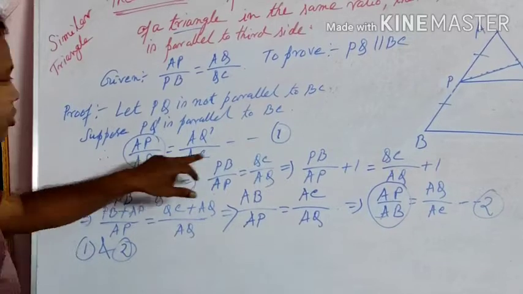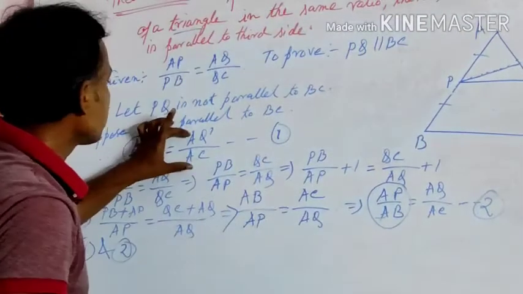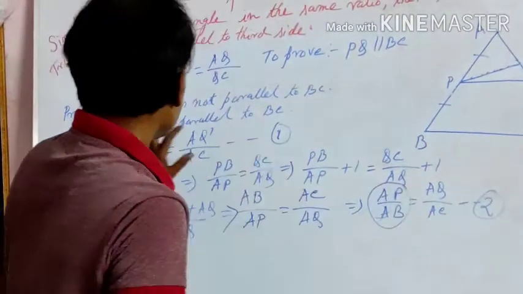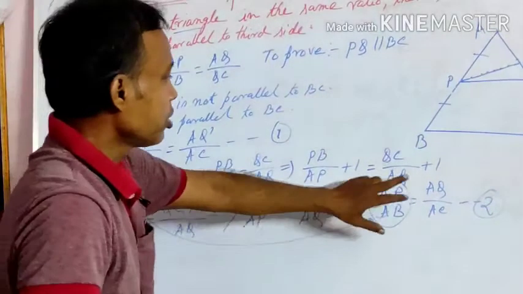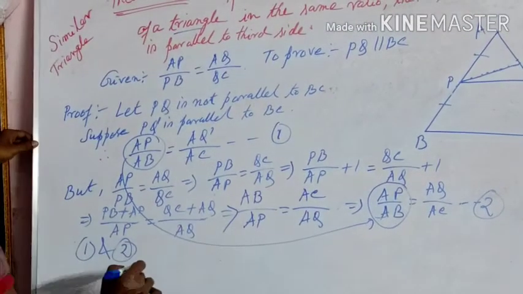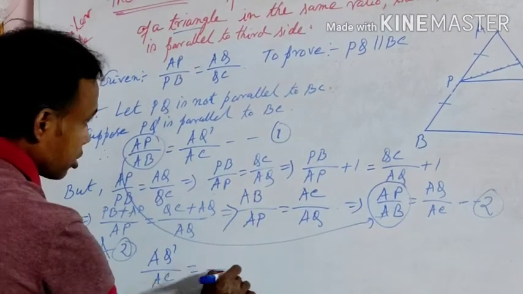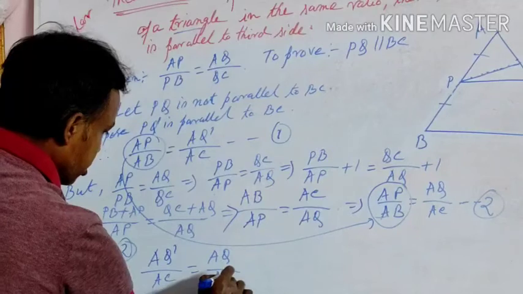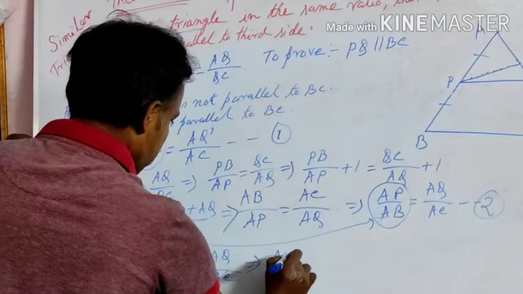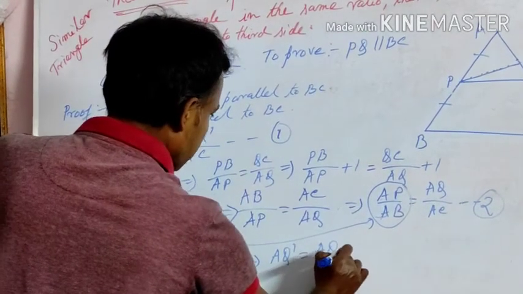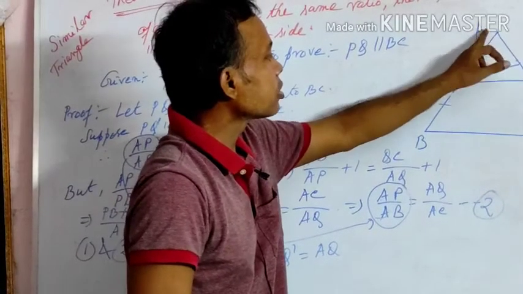If you compare the two equations, left hand side AP by AB, here also AP by AB, and right hand side AQ dash by AC, here AQ by AC. Since the left hand sides of these two are equal, the right hand sides must be equal. That is, AQ dash by AC is equal to AQ by AC. So AC cancels out, that is AQ dash is equal to AQ.